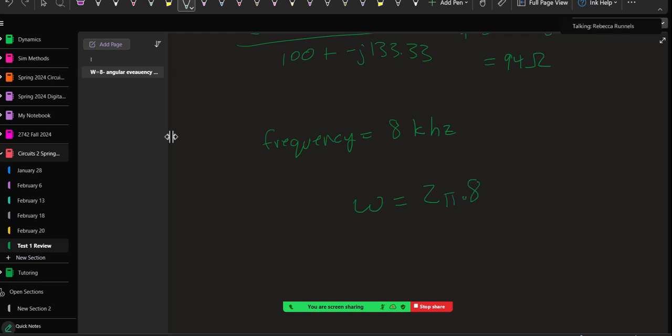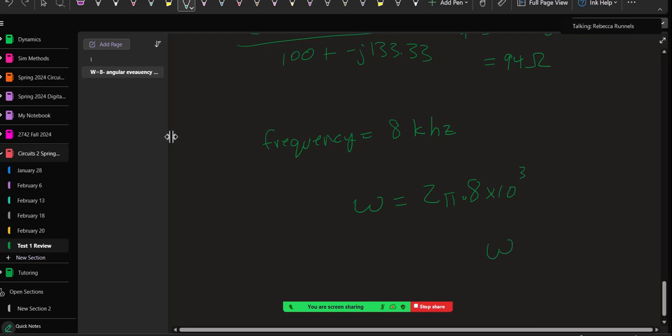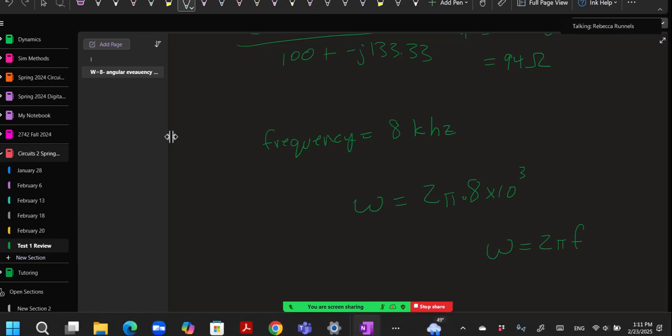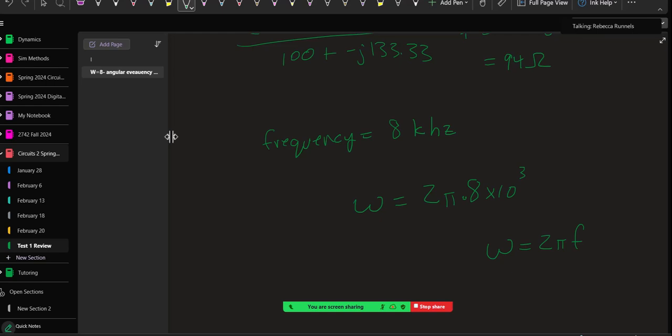Omega would be 2 pi times 8 times 10 to the third. And if you don't have this formula memorized, you should put this on your formula sheet too. Omega equals 2 pi f. And I believe he doesn't allow you to have any words, so you can't write angular frequency and frequency. But okay, any questions on this before we move on to the next one?